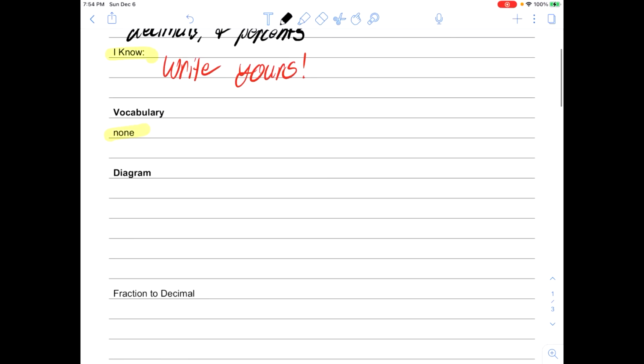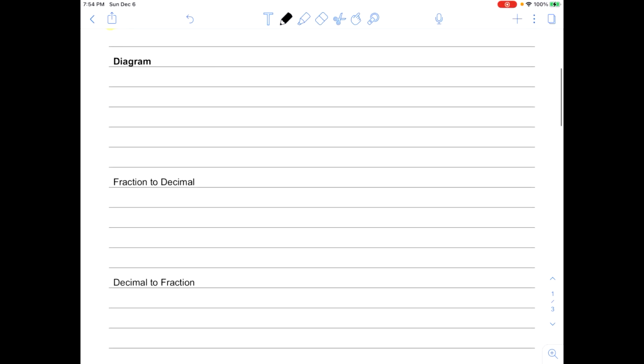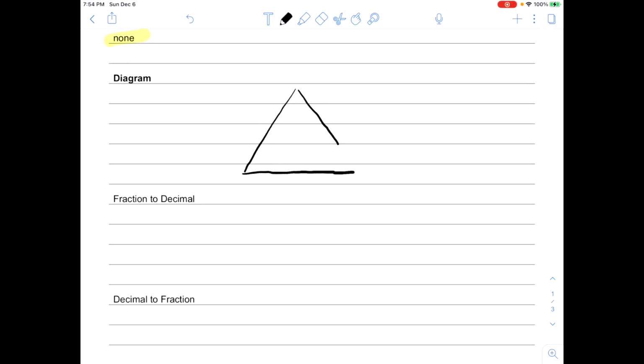So over the course of our video today, we are going to be creating a diagram, a little picture to help us with the rules we're going to be learning. And this diagram is going to be in the shape of a triangle. So draw a triangle right at the start, and we're going to be talking about how to convert between fractions, decimals, and percents. So the first thing we're going to talk about is how to go from a fraction to a decimal. So let's say we had the fraction 1/5.